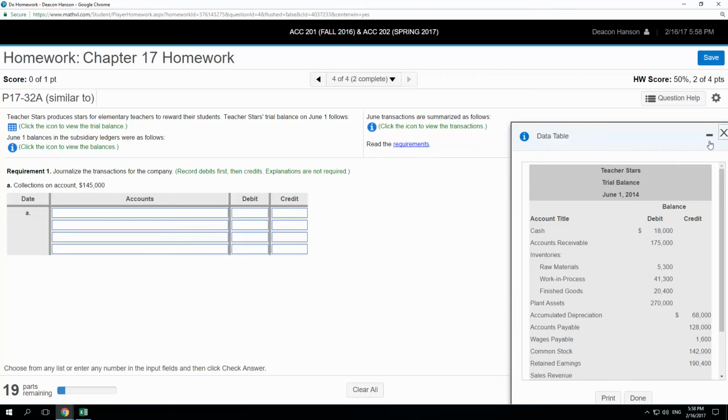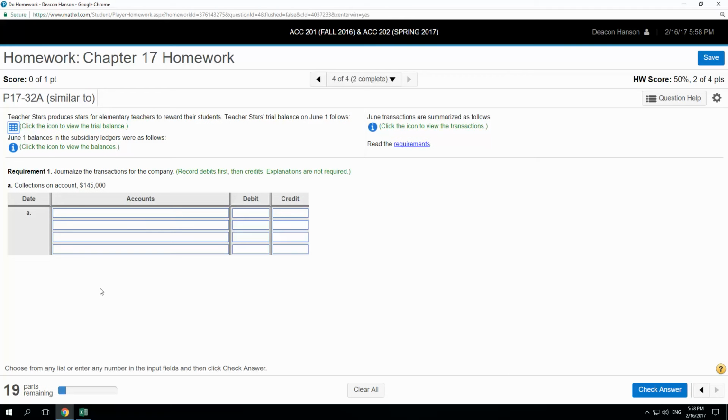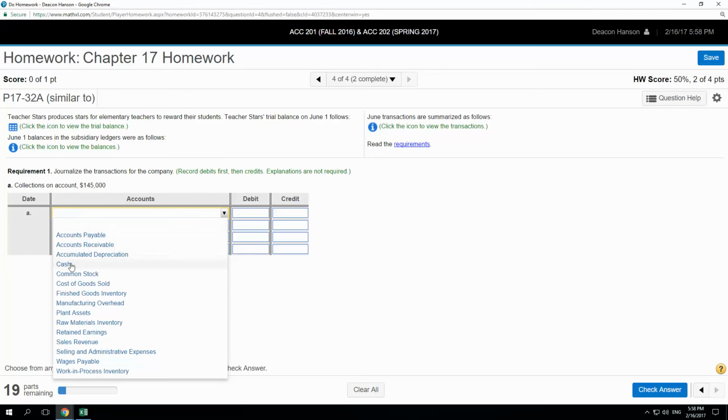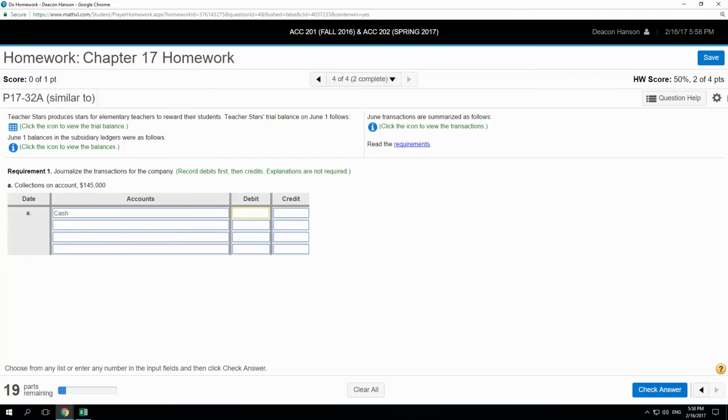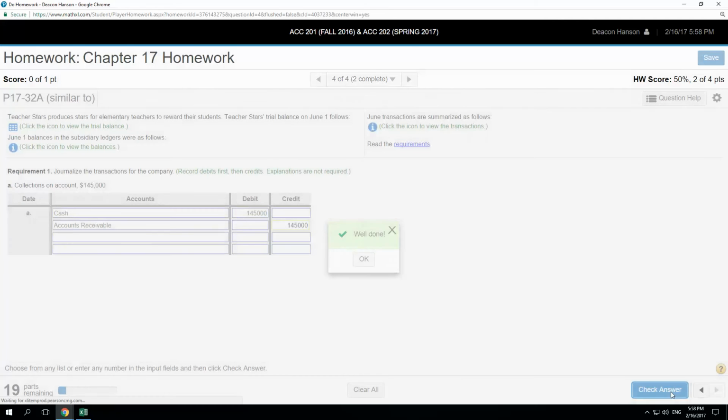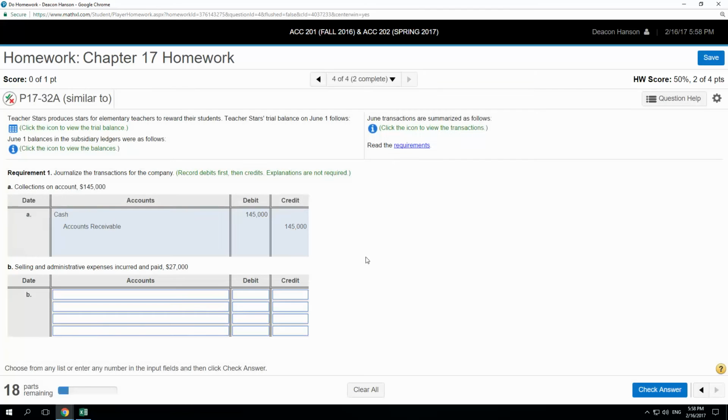So the first thing is to journalize those transactions. We're going to work on one. It said collections on account, 145,000. So we know how to do that from 201. We're going to debit cash 145,000 and credit accounts receivable. Simple one that we should know how to do.